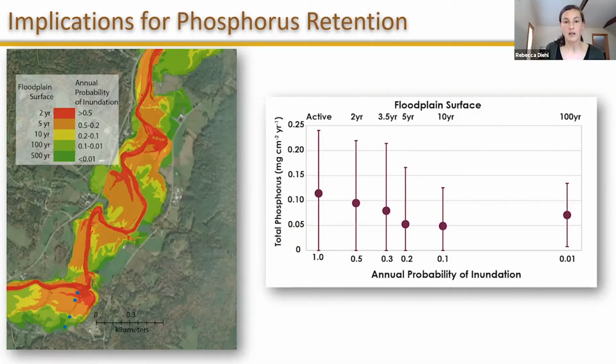We can see that those areas that are highly connected, so they're active, inundated regularly, once every year or 2 years or maybe even multiple times a year, have the highest rates of retention. So on this axis, we have the total phosphorus, which is a rate: how much phosphorus is retained on the floodplain per unit area per year. As we move away to areas that are more disconnected, not inundated as regularly, we see a decrease in that retention. And this is promising for a variety of reasons.